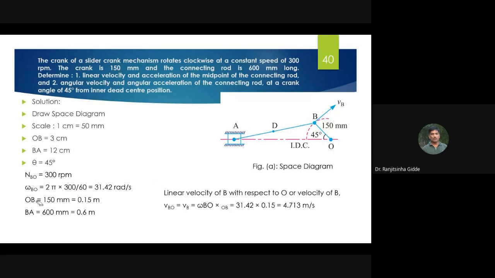Okay. Then whatever lengths we have, we need to convert into meters. So OB is 150 mm. We have converted it to 0.15 meter. So 150 divided by 1000 will give the length in meters. And BA, this is the connecting rod, and the length given is 600 mm. So we have 0.6 meter as the conversion.